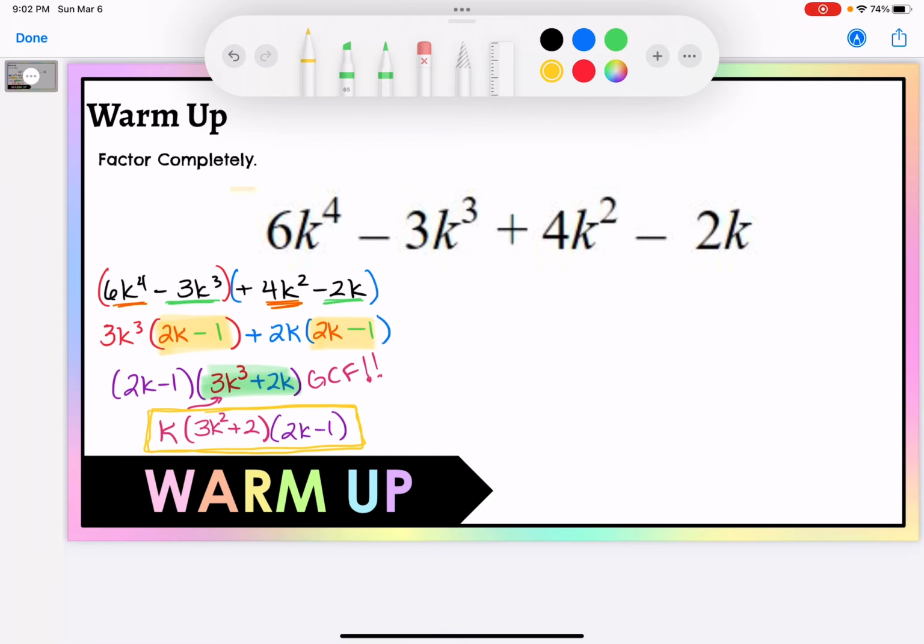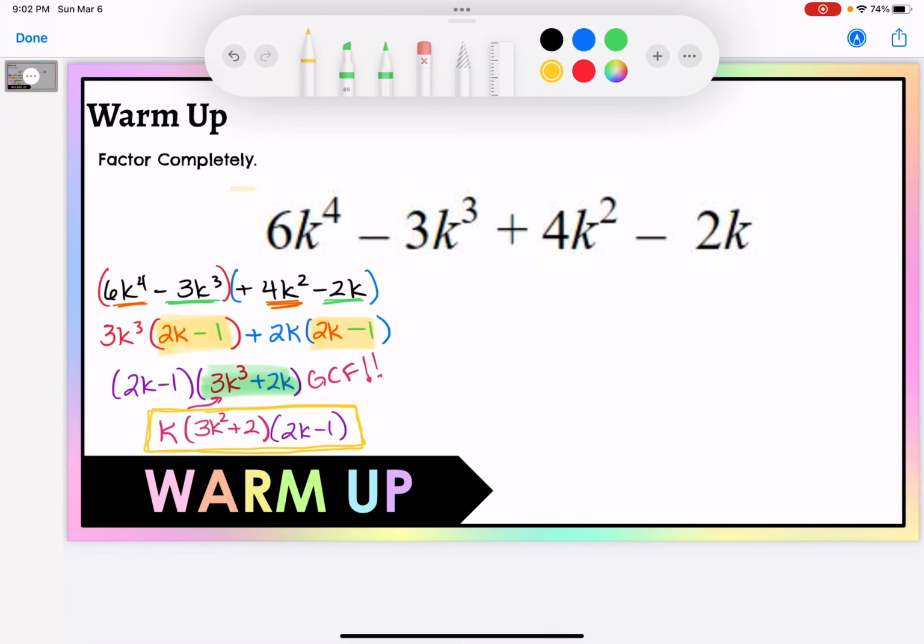And if it is, pull it out to the very front, and then see what you would have to multiply to get there in that set of parentheses. The other set of parentheses will not change. It stays exactly how it is, just comes down to the party.